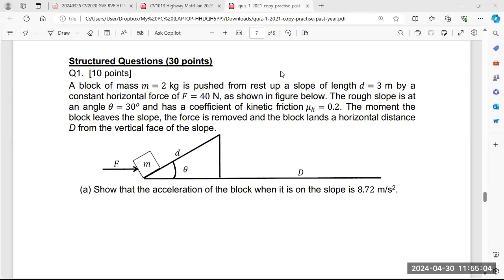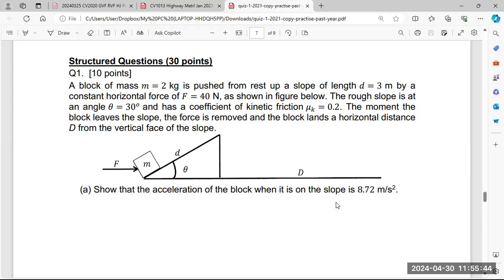The question is that a block of mass m, 2 kg, is pushed from rest up a slope of length d, which is 3 meters, by a horizontal force of 40 Newton, as shown in this figure. The slope is rough, with a kinetic friction coefficient of 0.2. The moment the block leaves the slope, the force is removed and the block lands at a horizontal distance d from the vertical slope. Show the acceleration of the block when it is on the slope.